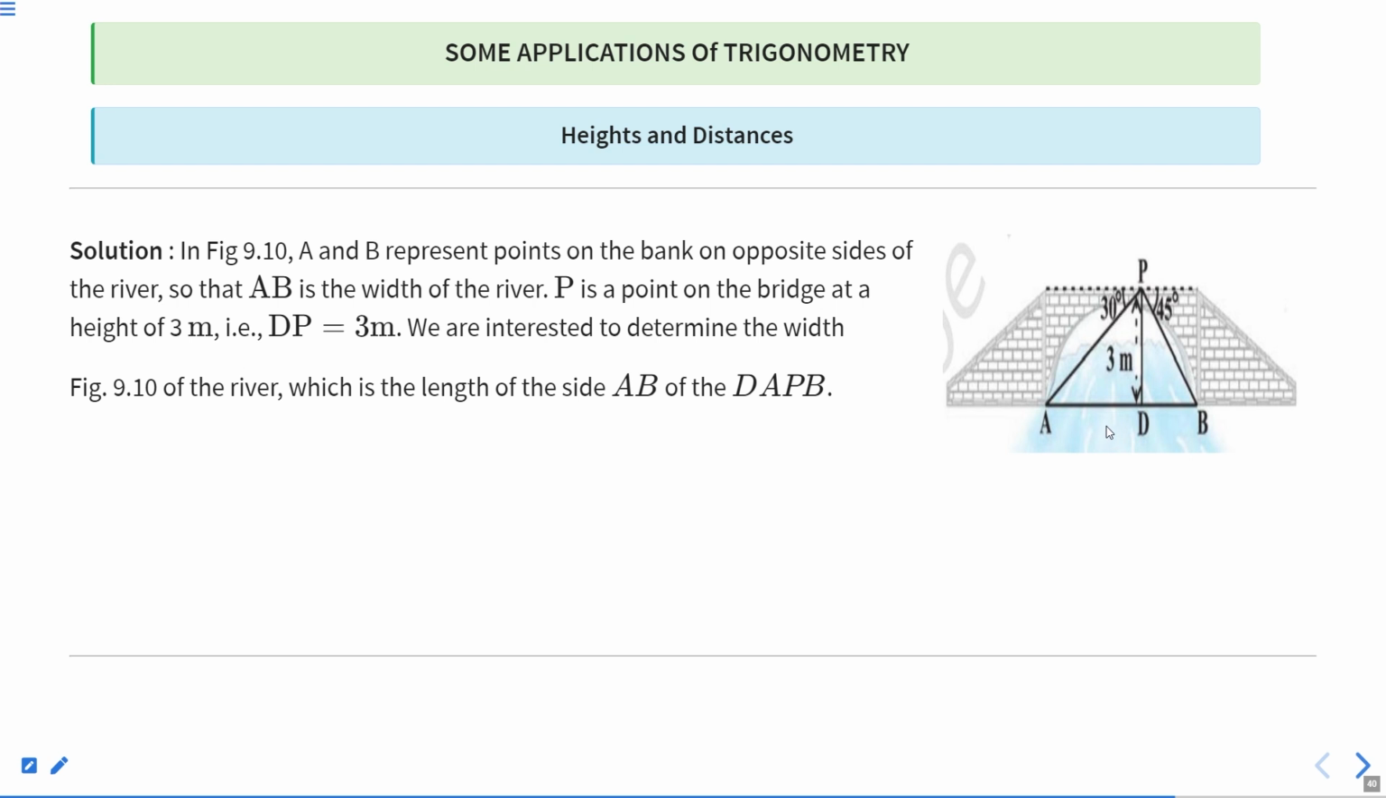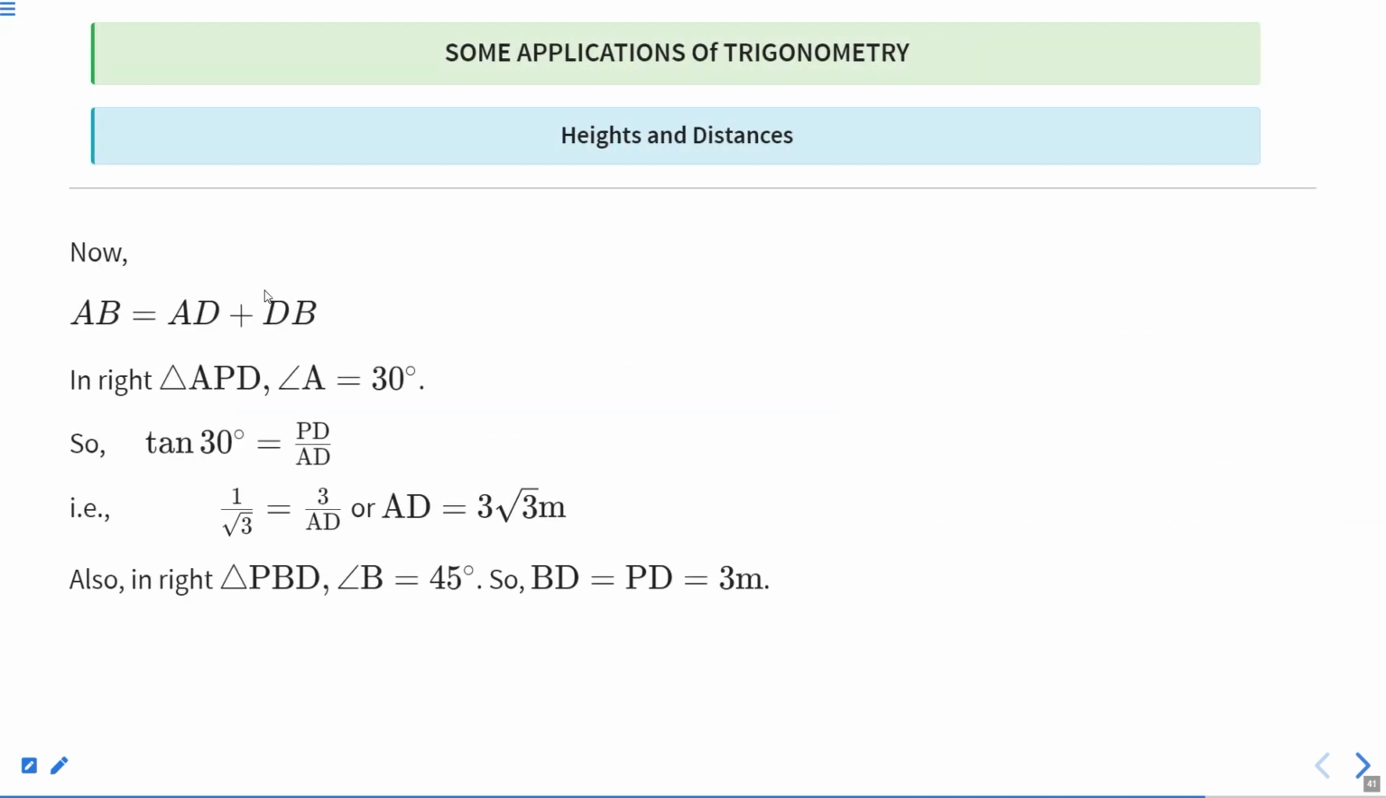Okay, so now AB is equal to AD plus DB, and in right angle triangle APD, here angle A is equal to 30 degree, and so tan 30 degree is equal to PD by AD. Okay, so tan 30 degree is equal to PD by AD, and that is 1 by root 3 is equal to 3 by AD, or AD is equal to 3 times root 3 meter. So also in right angle triangle PBD, here angle P is equal to 45 degree. So BD is equal to PD is equal to 3 meter.